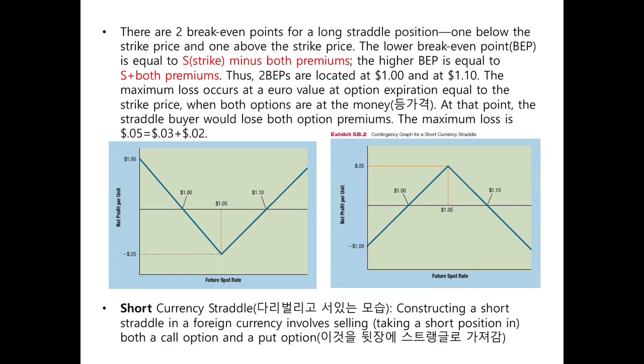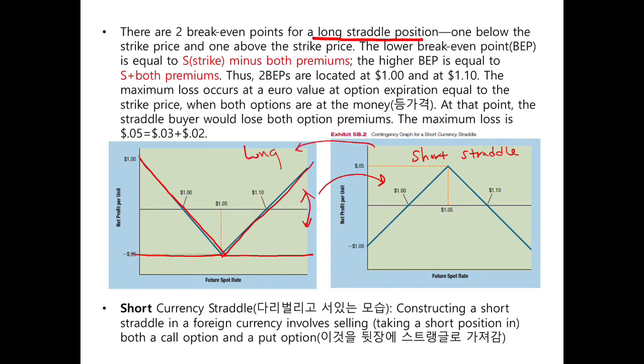As you can see, we have 2 break-even points for the long straddle position. Is this one? This is from owning the call. Another one is from owning the put. Right, this way. What about this one? The right-hand side is the reverse of this one. So this is the short position, short straddle. By the way, the left one we call long straddle.